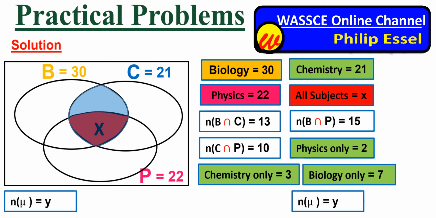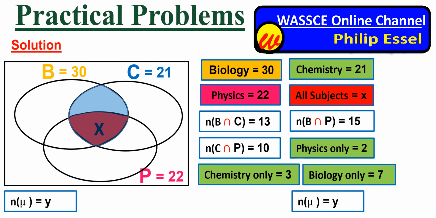First, we have the red region, which is represented by x, and we also have the blue region. We know the number of students in the red region to be x, but we do not know the number of students in the blue region. How do we find this?